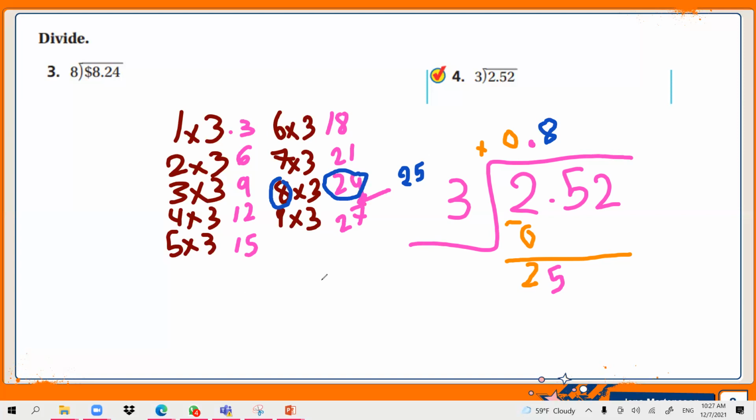Now then, 8 times 3 is 24. Then 5 minus 4 is 1, 2 minus 2 is 0. Then I will bring down the 2. Then 12. What is the number here? It says 4 times 3. So I will write 4 up here. Then 4 times 3 is 12. And then the remainder is 0.